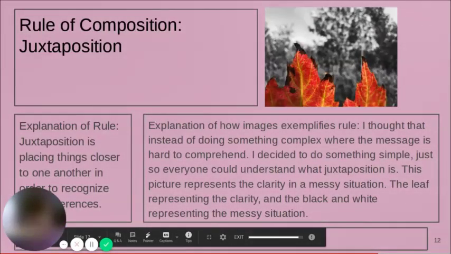So I did juxtaposition. Juxtaposition is when you place things closer to one another in order to recognize their differences. So instead of doing something super complex that was hard to comprehend, I decided to do something simple just so everyone could understand the concept I was trying to get at. This picture represents the clarity in a messy situation, the leaf representing the clarity and the black and white representing the messy situation.